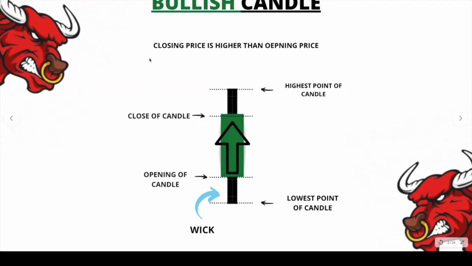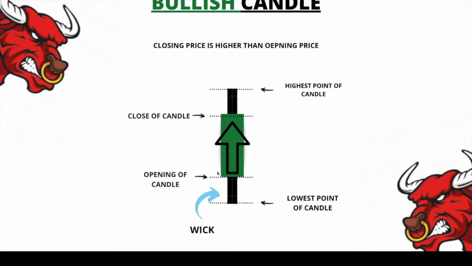Now let's take a look at the anatomy of a bullish candle. With a bullish candle, the closing price is higher than the opening price. So let's take a look at the diagram below. The opening price of the candle starts right down here. As you can see, this is where price opened.